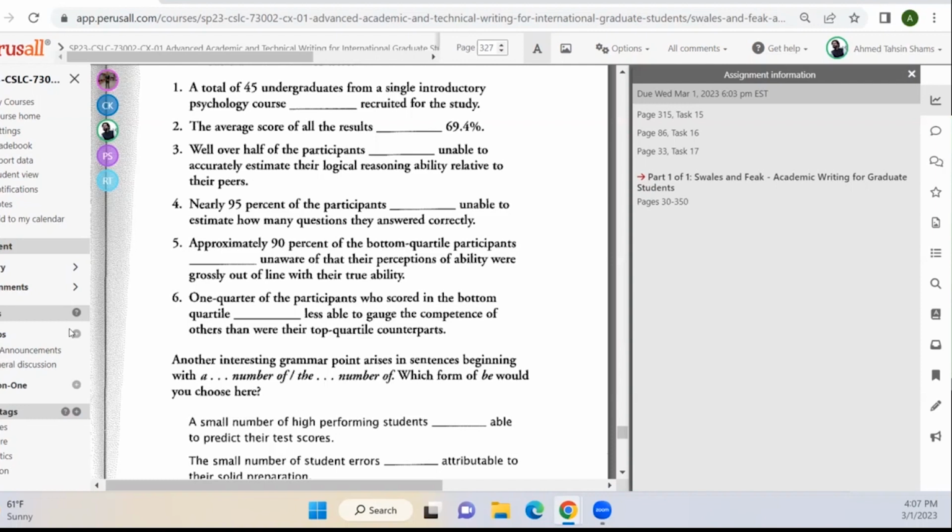Are you really accessible now? Yeah. Done? It's quite easy. Yeah, it was. It's really quick. The last two are a number of and the number of.